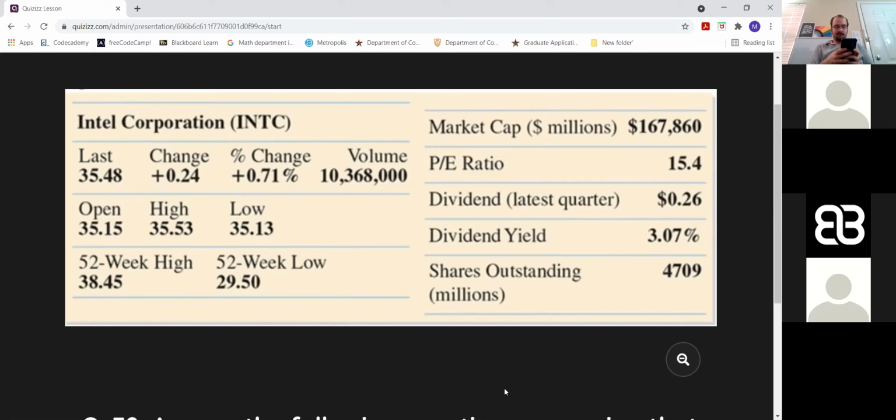So is it 4,709,000? That's where 4,000. But it says millions. So it should be 4,709,000,000. Okay, so this would put it into the billions. We still need 6 zeros behind this if we want to convert it. Millions.